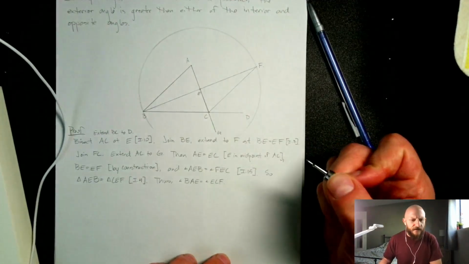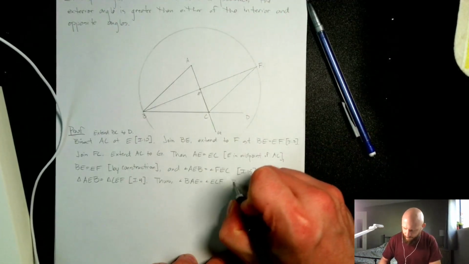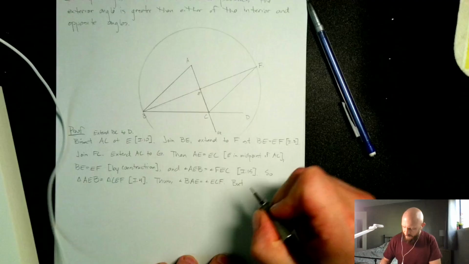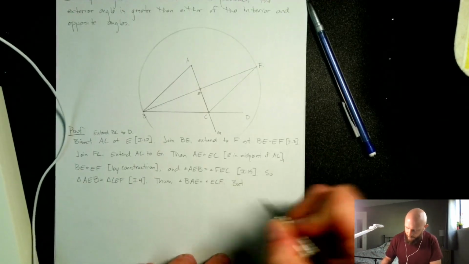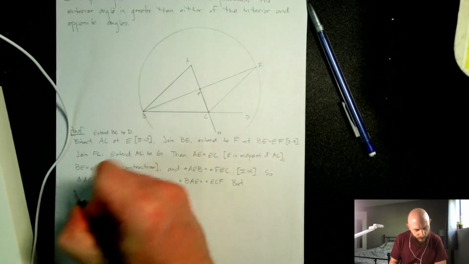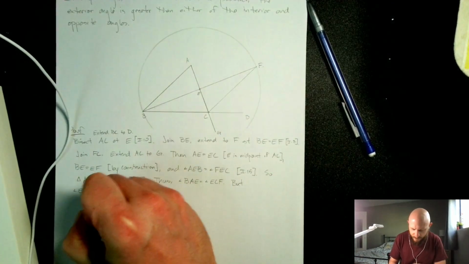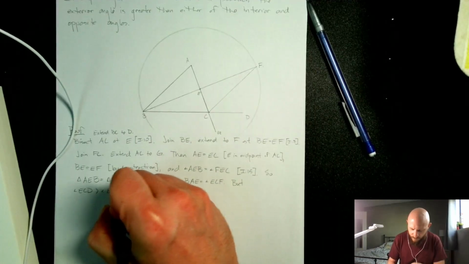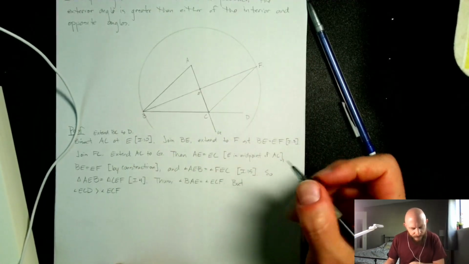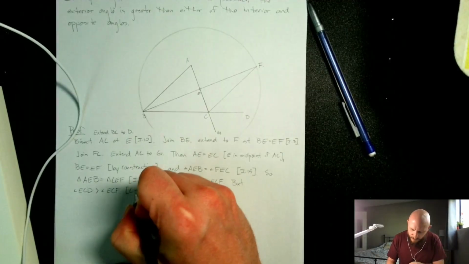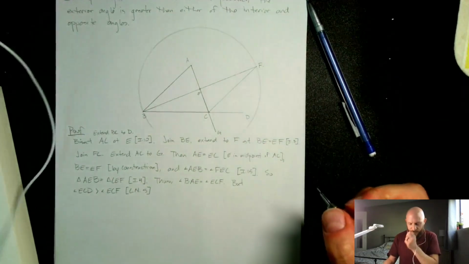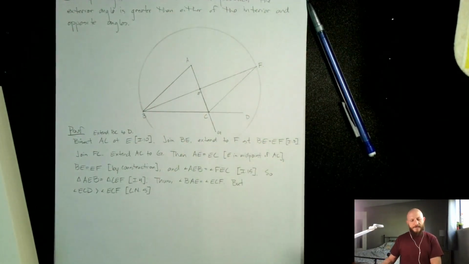But, he says, angle ECD is greater than angle ECF. And this is justified with common notion 5: the whole is greater than the parts.